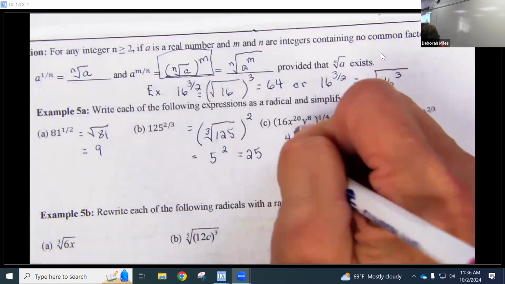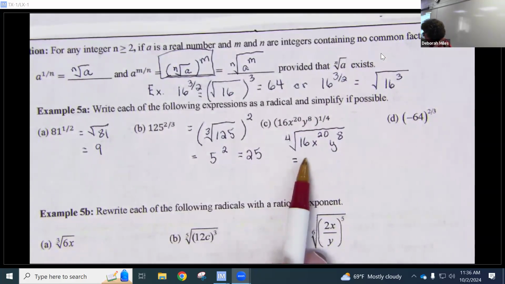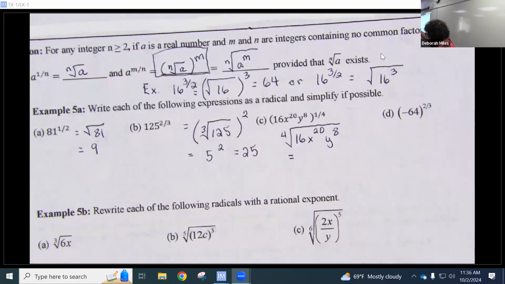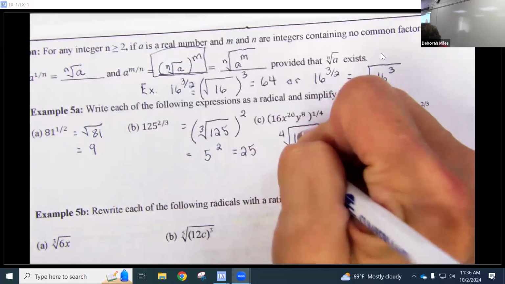Can you think of what you multiply times itself 4 times to get 16? 2. It has to be small. 2 times 2 is 4, times another 2 is 8, times another 2 is 16. So 2 is the 4th root of 16.